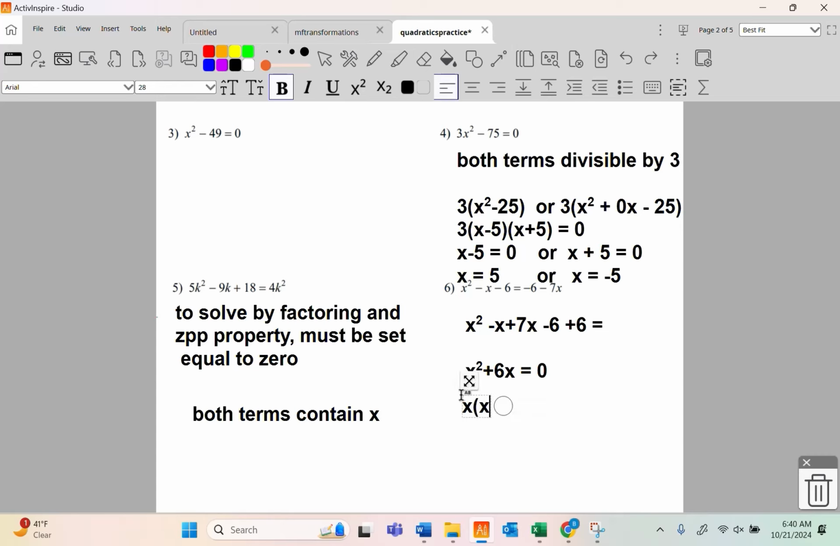If I pull an x from x squared, there's an x. If I pull it from a 6, there's a 6 left. And now I'm going to use the zero product property. So what I have is x equals 0, or x plus 6 is 0. And the only one I have to do any work on is that one. Subtract 6 from both sides, and done. All right, moving forward.